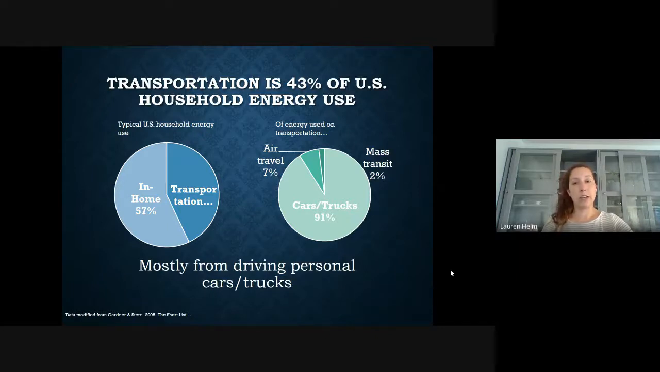Well, that 43% can be broken up as follows. 91% of all of our transportation energy is in the form of driving our cars and our trucks, our personal vehicles. About 7% comes from traveling by plane, probably to go on vacations, or some people travel for business. And about 2% is for mass transit. So taking the bus, taking the train, that's going to use energy as well. So most of our energy use comes from the personal driving of cars and trucks.